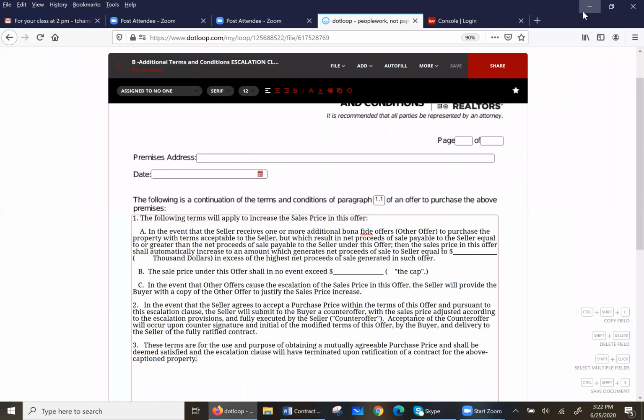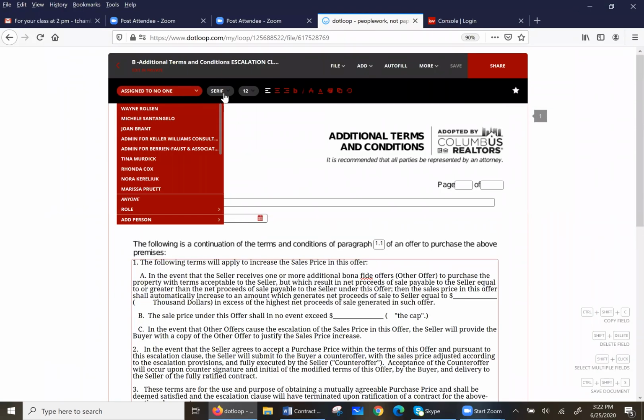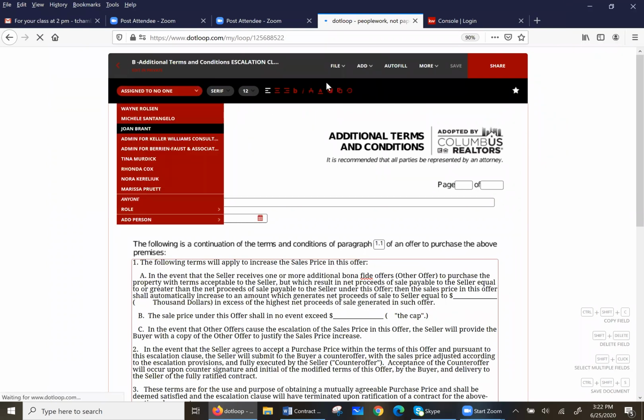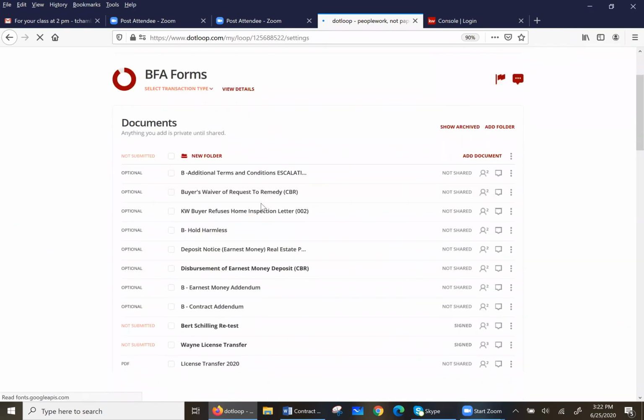So you need to put this in an addendum. And she was like, no, these are additional terms and conditions to the contract. And I'm like, well, that's what an addendum is for. But this is additional terms and conditions, and it's just a continuation of the terms and conditions. If I go back and... an offer to purchase, not a contract, right?